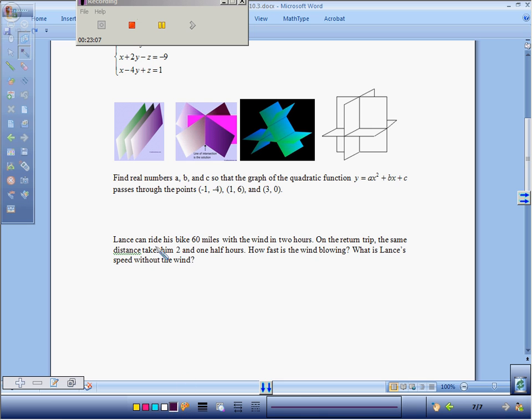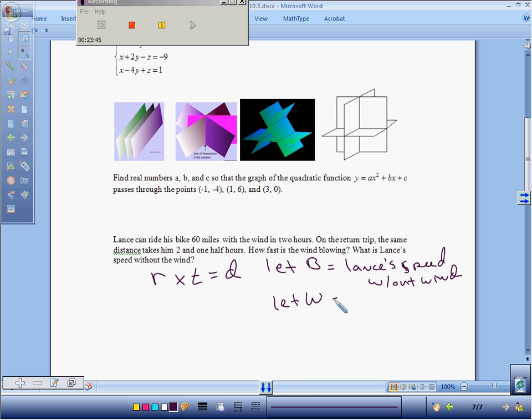Oh, there it is. All right, so you know that this is a rate times time equals distance problem. And so what you want to do is let b equal Lance's speed without wind, and let w equal the wind speed.